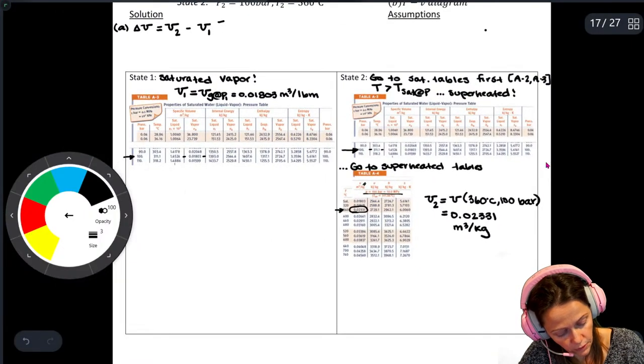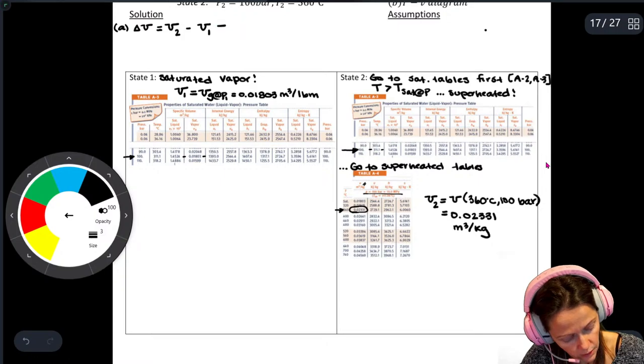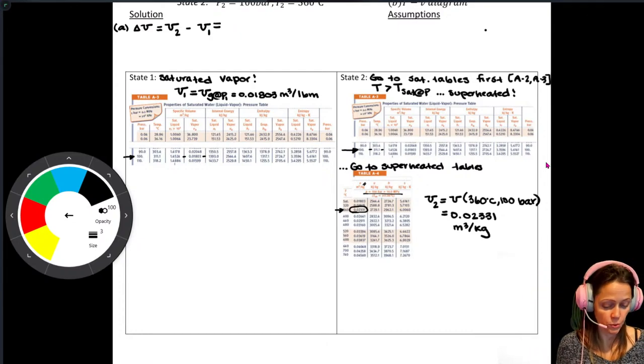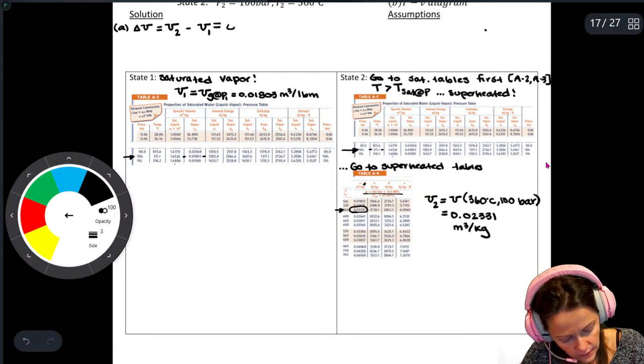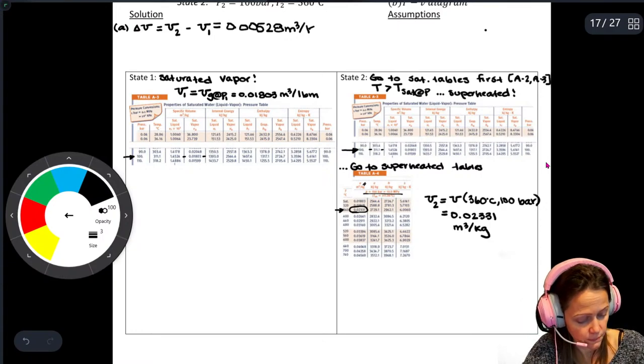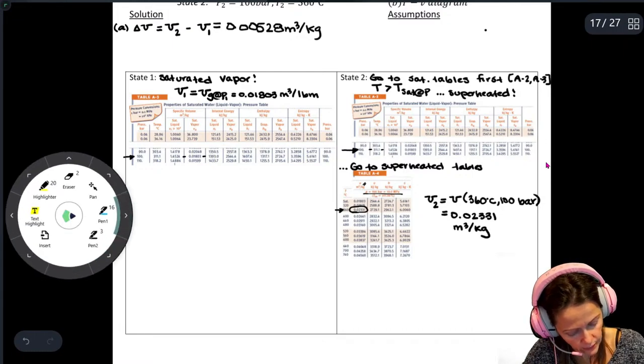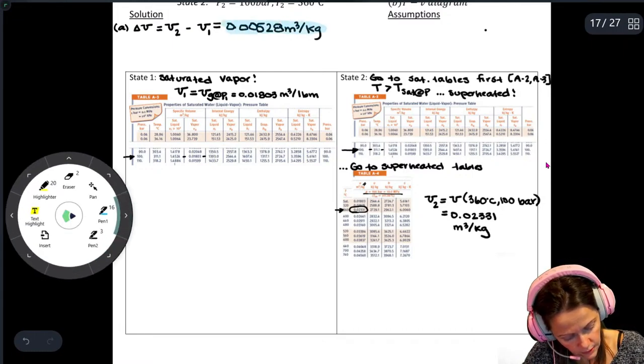Now it's just a matter of, you know, let's plug and chug, right? So this is going to be 0.02331 minus the V1, 0.01803. And I've got 0.00528 meters cubed per kilogram. Okay. That's our first answer.